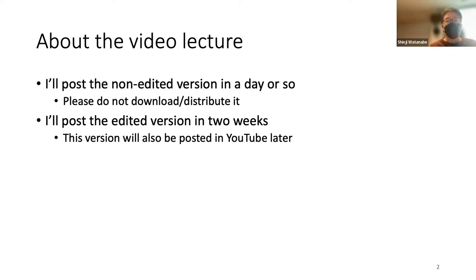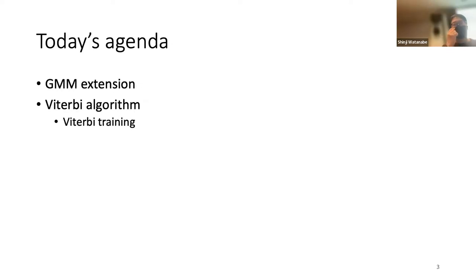Okay, so let's move to today's agenda. Today, we will extend the hidden Markov model formulation and algorithm to the Gaussian mixture model version. And also discuss the last important algorithm in the HMM, which is the Viterbi algorithm. And as a side product, I will also explain the Viterbi training, which is an alternative to the Baum-Welch training algorithm.